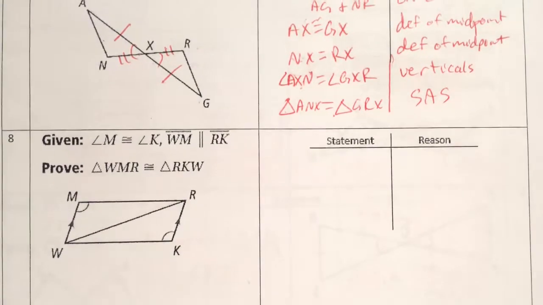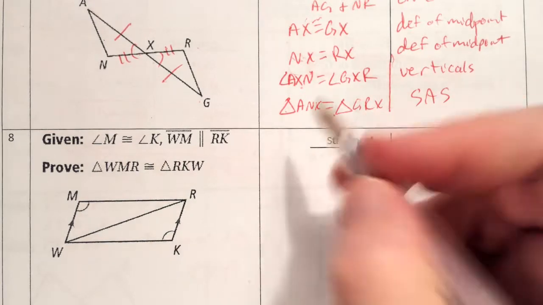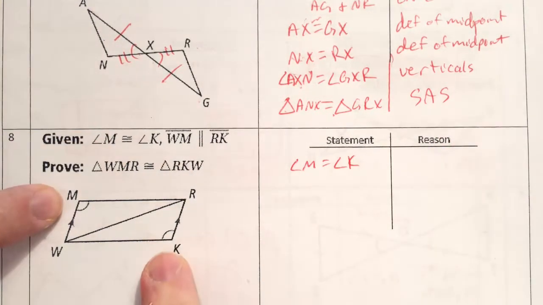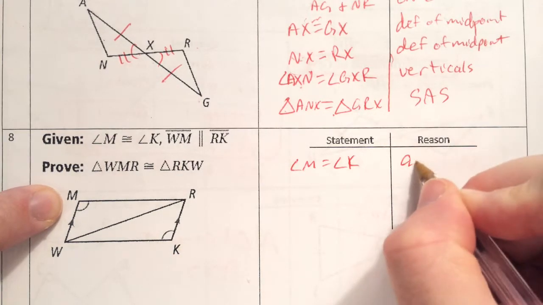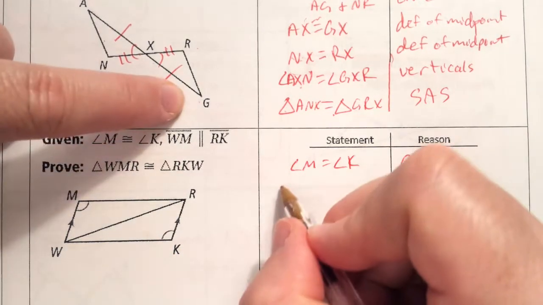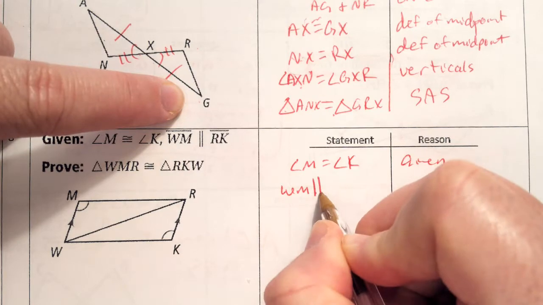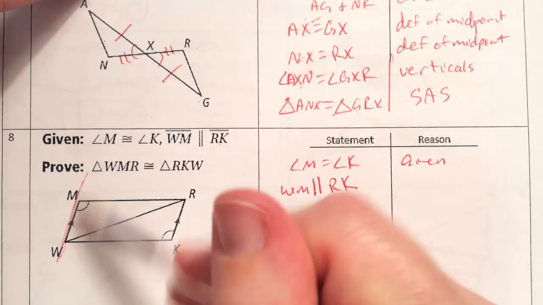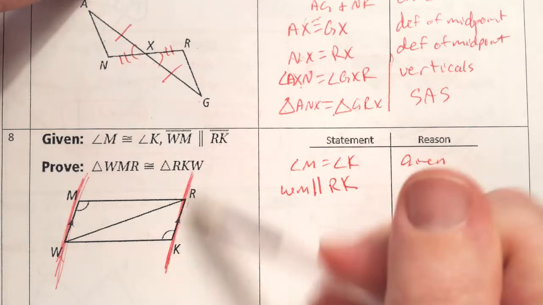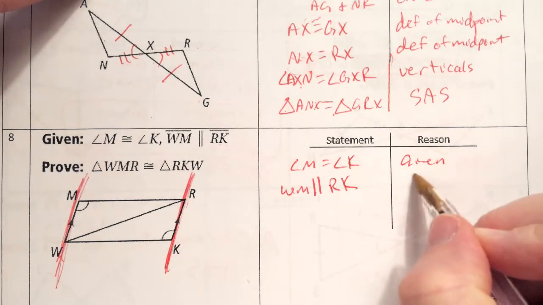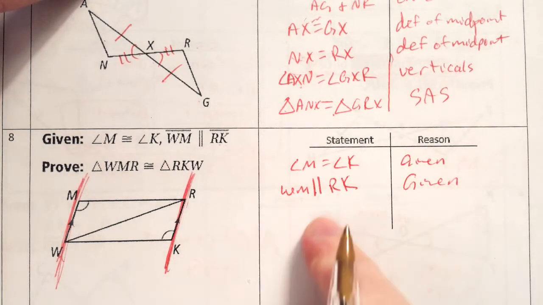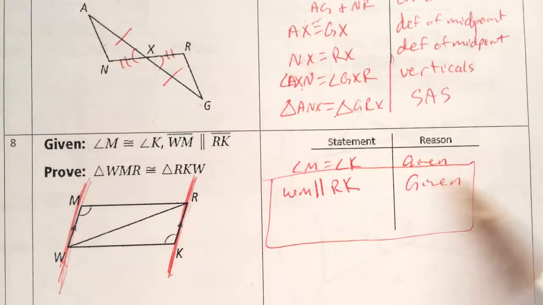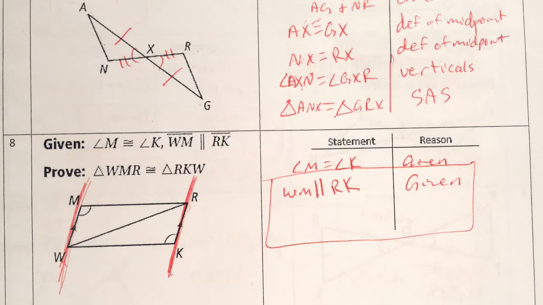All right, number 8. We know that angle M is equal to angle K. That's already labeled, and it's given. They also said that WM is parallel to RK. So this and this are parallel to each other. That was given to us. Now that's a chunk.